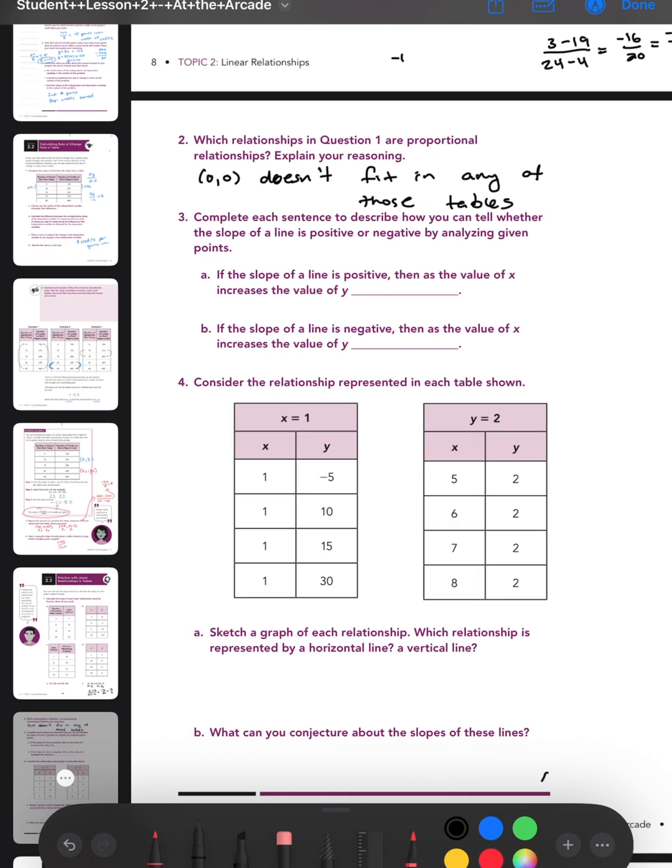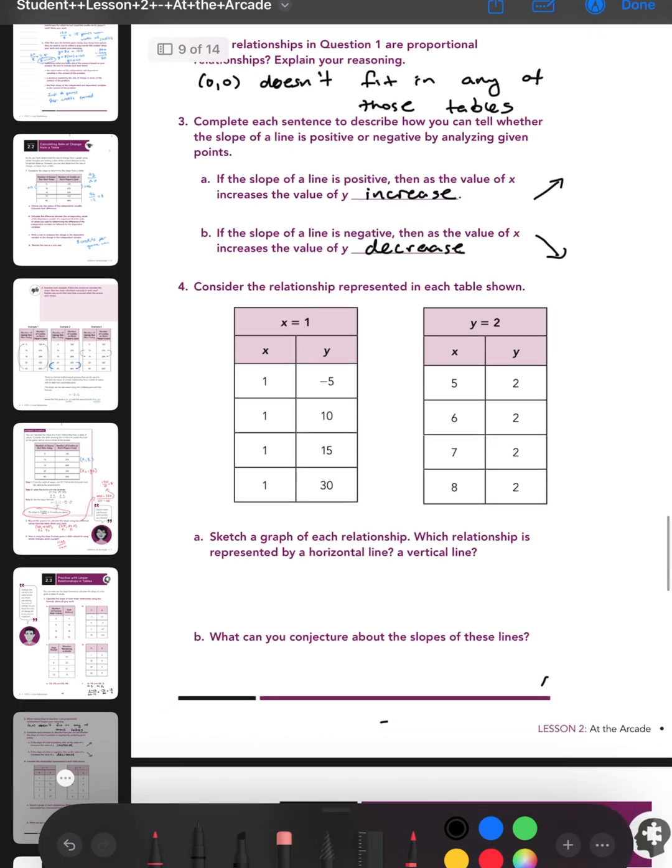Okay, so in completing these sentences about slope, if the slope of a line is positive, then as the value of x increases, y will also increase. So that line will go up from left to right. And then the opposite, if it's negative, it will decrease. That line will go down from left to right.